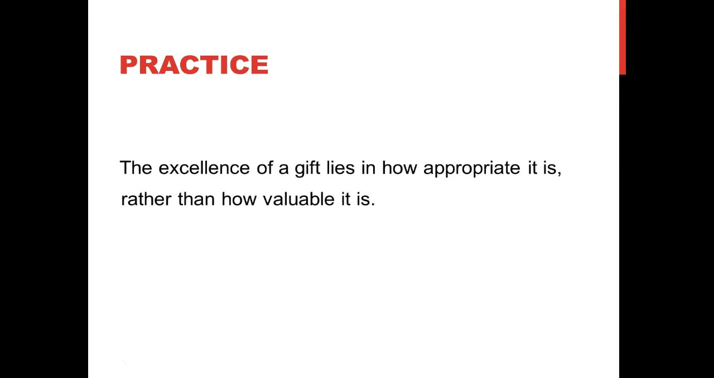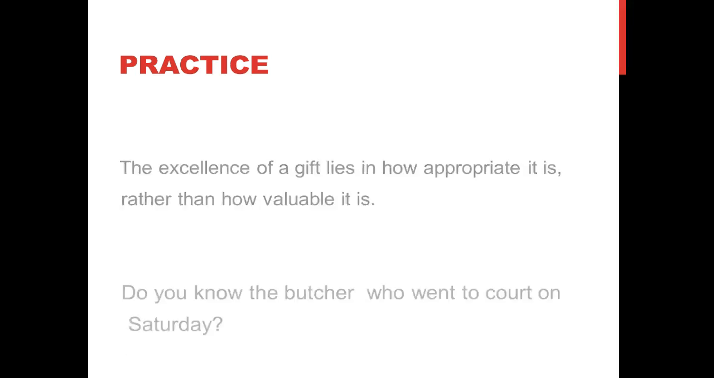Second example: the excellence of a gift lies in how appropriate it is rather than how valuable it is. This one's much more obvious than the previous. There's a comma there making it really clear where the two clauses are separated. The excellence of a gift lies in how appropriate it is rather than how valuable it is. So again, asking the question, which is the dependent clause and which is the independent clause?